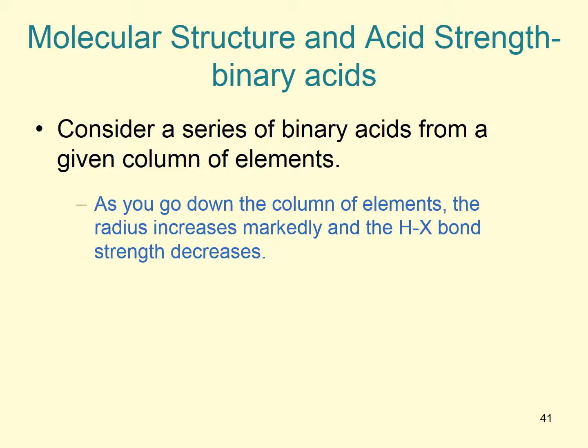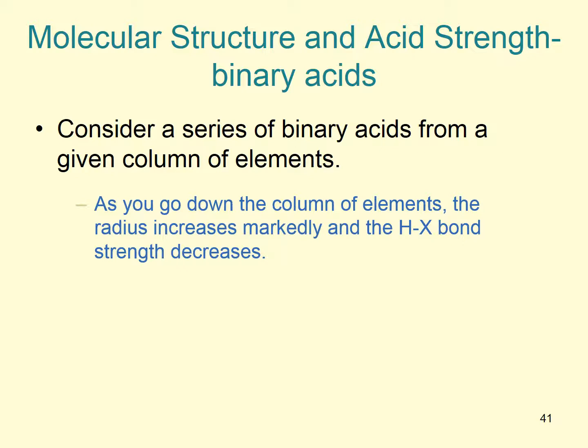A binary acid is one that has an H and one other element. It doesn't mean it has to only have one other atom, but it has to have one other element. So like H2O would be considered a binary acid. HF, HCl, they're all considered binary because they only have one other element besides the H.